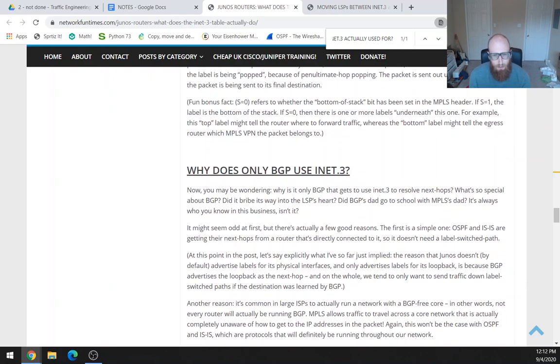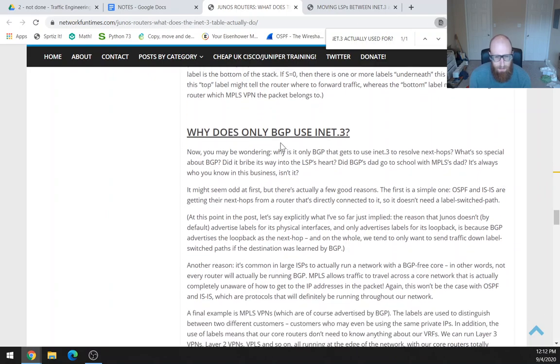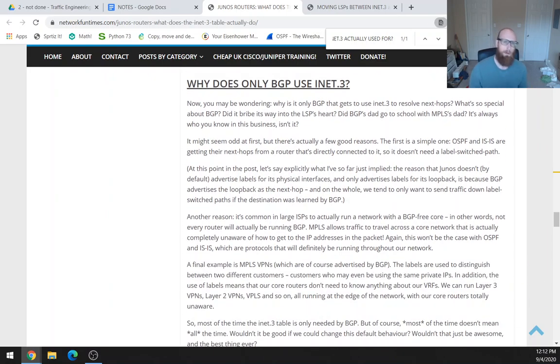Why does only BGP use INET.3? Now you might be wondering, why is it only that BGP gets to use INET.3 to resolve next hops?